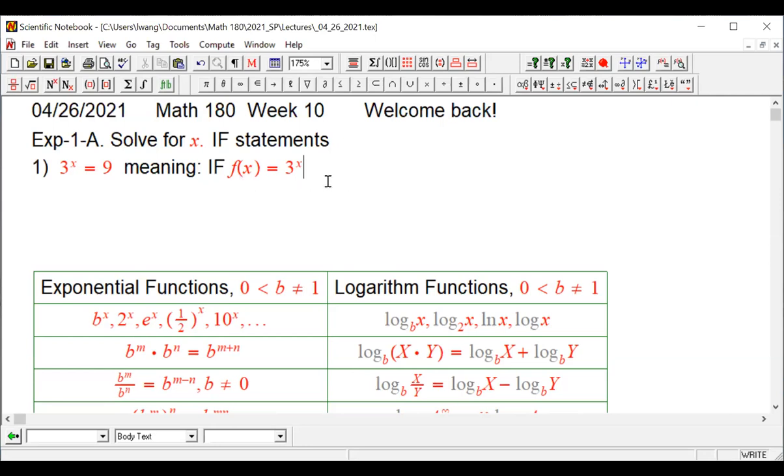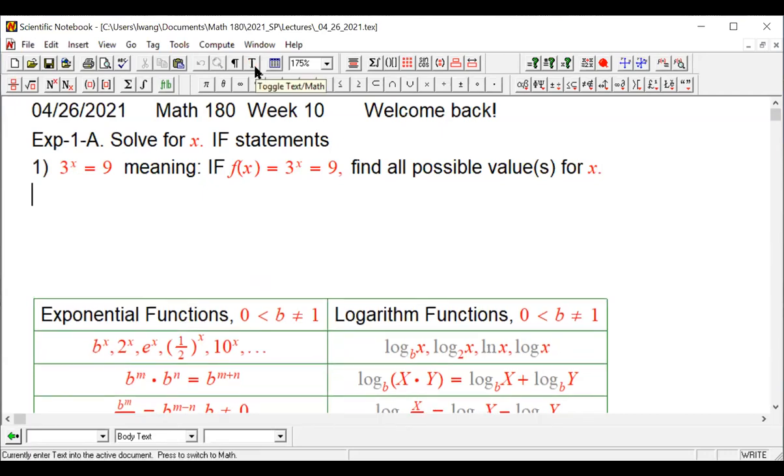So as you are grabbing this definition, the if statement is saying if the function's output is 9, right? You see, this is the output. This also tells you the rule of the function. If the rule of the function produces an output equal to 9, find all possible values for x. If statement. In our entire semester, we've been studying either the statement or the if statement. Have we studied another kind of structure of sentences? Absolutely not. So this is the meaning.